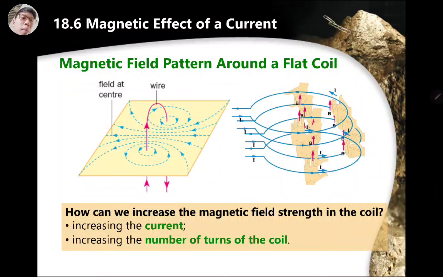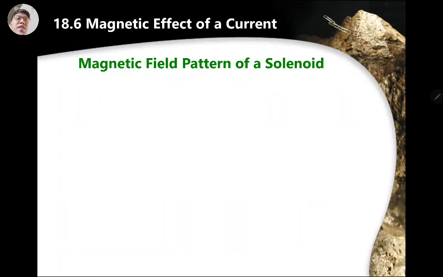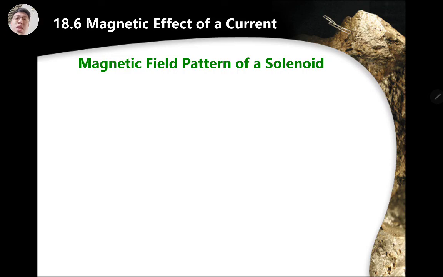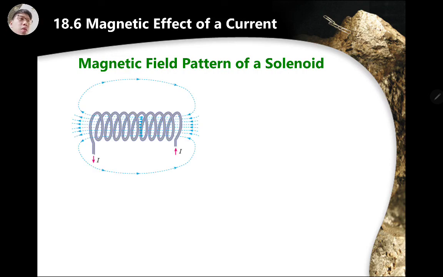So the more coils you have, the more magnetic field strength you get, and what you really get is a solenoid. Okay, that's why I talked about the flat coil first, because when you understand the flat coil, then we talk about the solenoid, which I will explain to you in the next video.